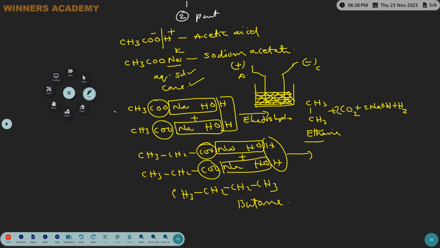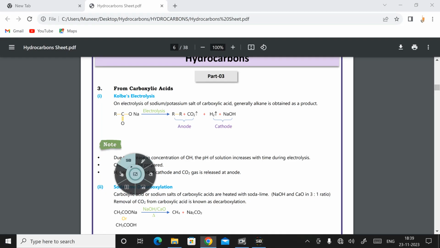Depending upon the salt of the carboxylic acid, different compounds are formed. This one is sodium acetate, and this is sodium propanoate. Like that. This is called Kolbe electrolysis.